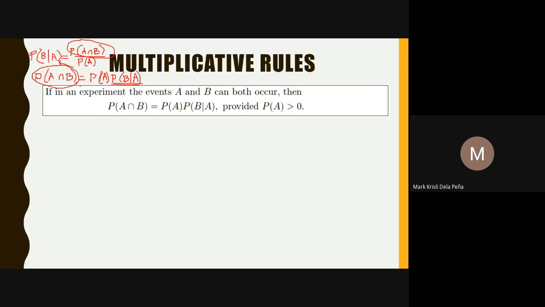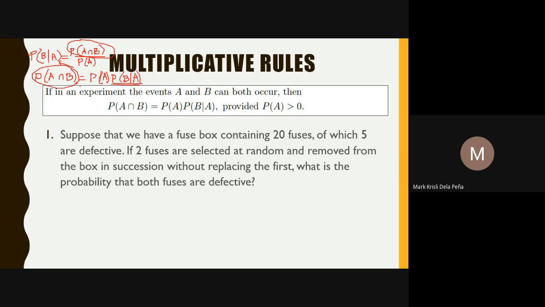Now let's have this example. Suppose that we have a fuse box containing 20 fuses, of which 5 are defective. Take note that 5 are defective. If 2 fuses are selected at random and removed from the box in succession without replacing the first, what is the probability that both fuses are defective? Take note here that we have a conditional probability, because in the second selection, the number of fuses will be deducted by 1.